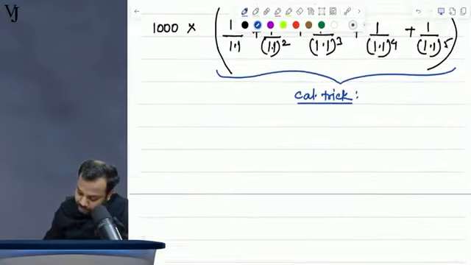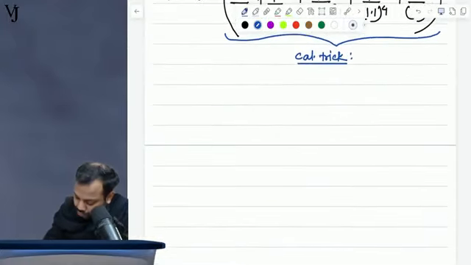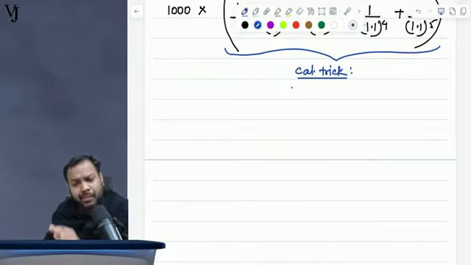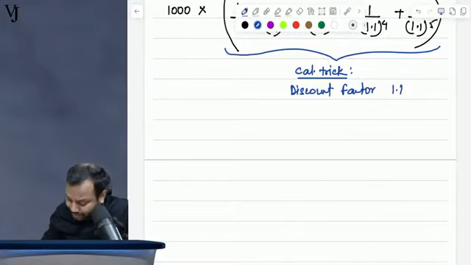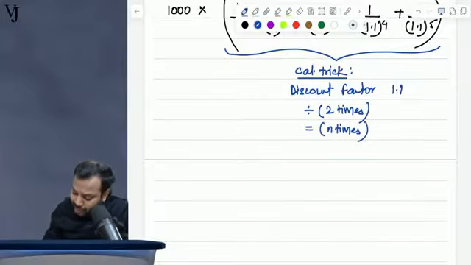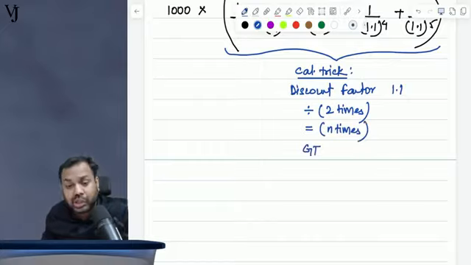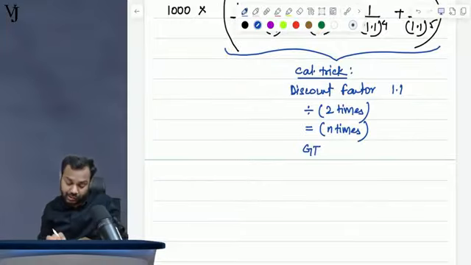Okay, now understand. You have to write again the discount factor, the same process. In the calculator, write the discount factor, 1.1. Then press divided twice. Then press equals n times. Then press GT, not GOTO. There will be a function called GT in your calculator.